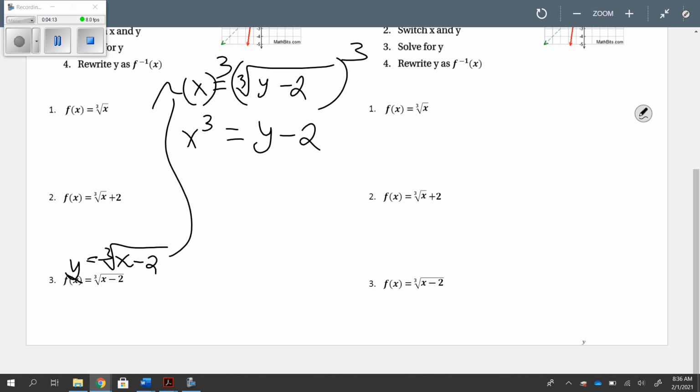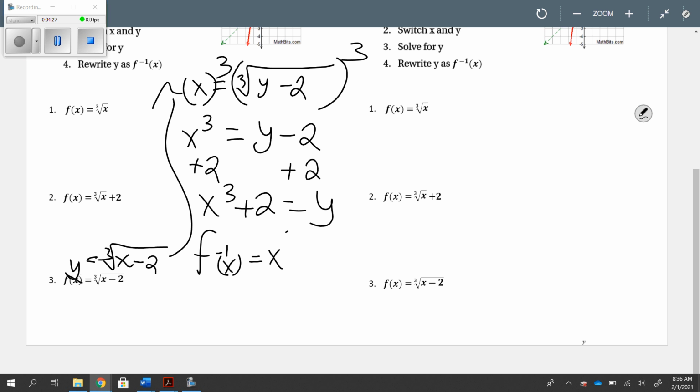So now we're left with this, but we're not done. Our last step is to add 2. So x cubed plus 2 equals y, or rewritten f of negative 1 x equals x cubed plus 2. And we're done. Those 3 problems took me 4.5 minutes. It shouldn't be that bad.